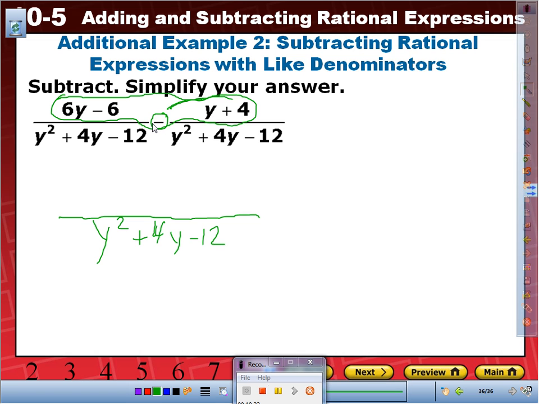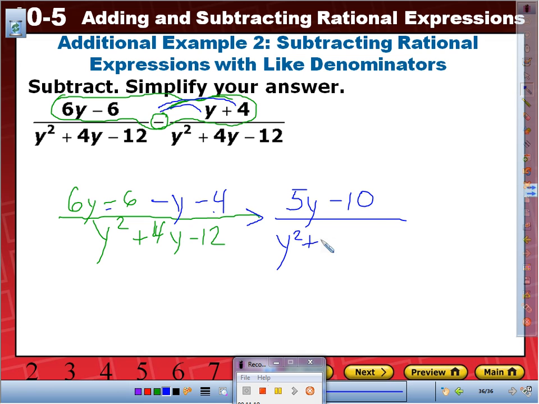So therefore, check this out. I'm going to rewrite this. First thing, I'm going to rewrite it here. 6y minus 6. However, what is negative times positive y? That's negative 1y. Are we there? What is negative times positive 4? Negative 4. Everybody see that? Now we can combine like terms. 6y minus 1y, that's 5y. Negative 6 and negative 4, that's negative 10 over y squared plus 4y minus 12.